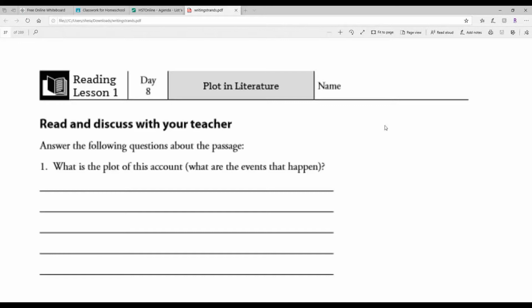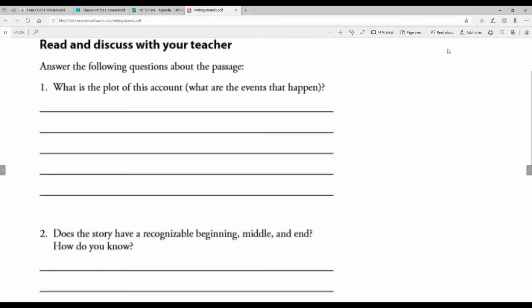Okay, so the first question asks, what is the plot of this account? In other words, what are the events that happened in that account? So what you would do on this, and you just write in phrases or words, you don't have to write in complete sentences, just jot down, this happened first, this happened next, maybe 5 or 6 details in the plot, things that happened. Not real details, but the main ideas of things that happened.